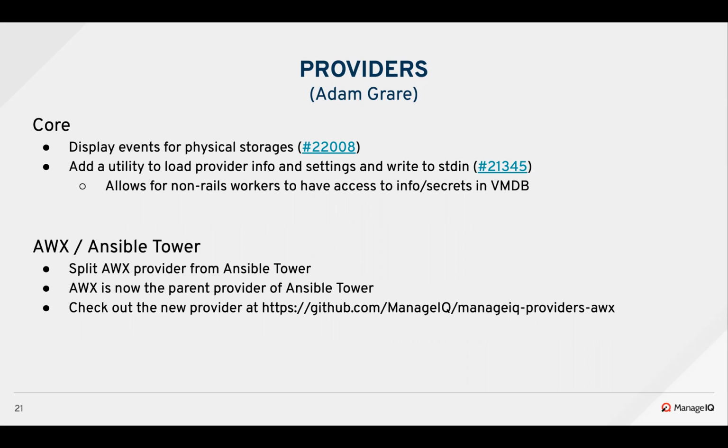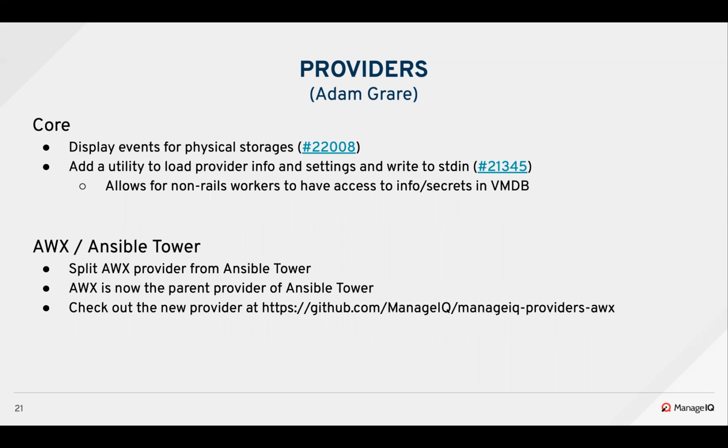We added a utility to load provider info and settings from the database and write them to a child process's standard in pipe, which allows us to unblock work in the future to run either non-Rails workers or just workers in general without having to have access to the database. This is part of some long-term work to reduce the memory usage of workers.